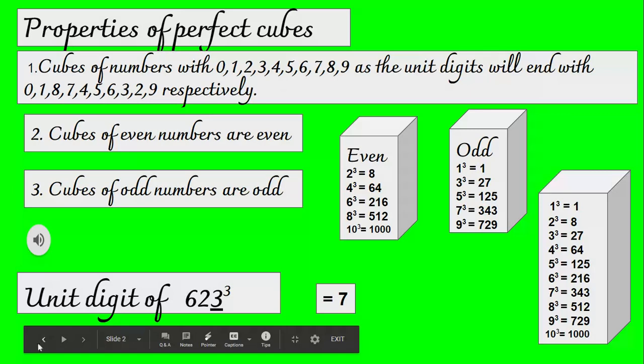So, understood? These are the main three properties of a perfect cube. Clear?